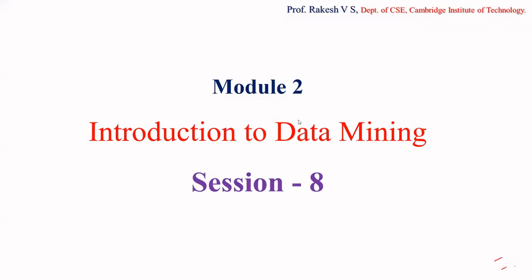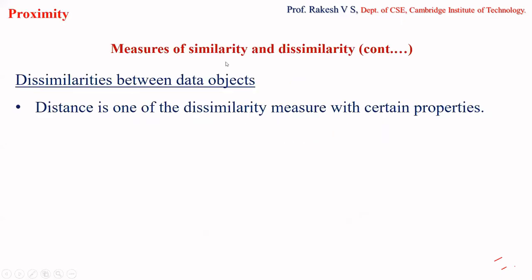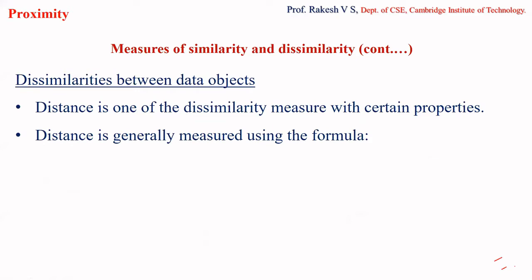Students, for session 8 of data mining, now we will consider dissimilarity between the data objects. When I say dissimilarity, distance is one of the dissimilarity measures, which has certain properties. So when I say distance, what is this distance?